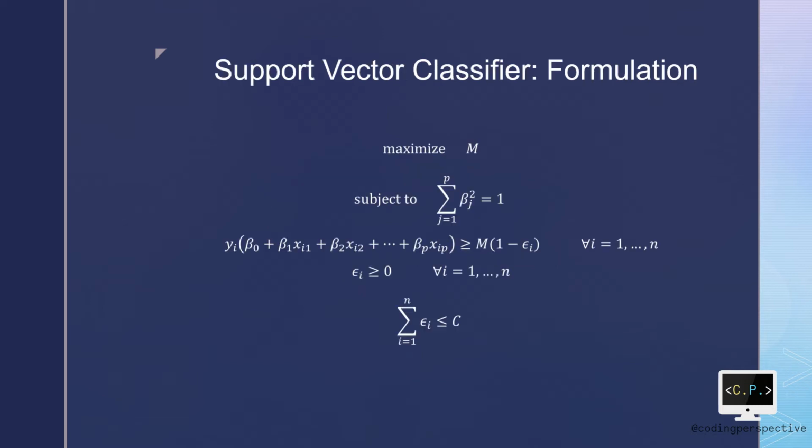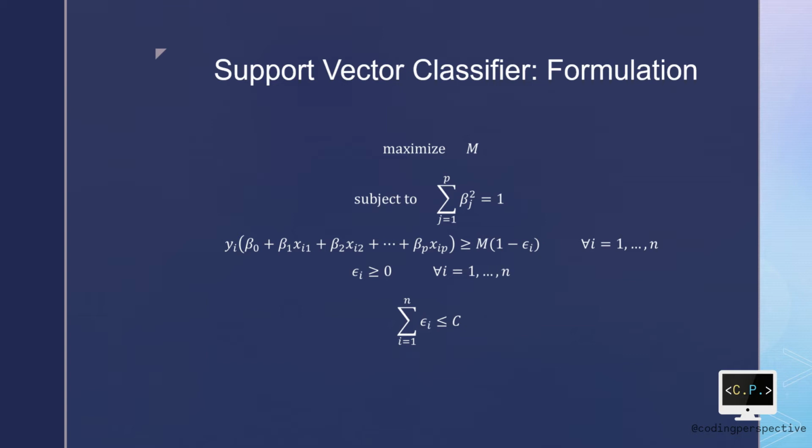Let's remember the formulation of the support vector classifier. We are trying to maximize the margin, subject to constraints that the summation of beta squares equals 1, and yi times beta 0 plus beta 1 xi1 plus beta 2 xi2 plus till beta p xip is greater than or equal to M times 1 minus epsilon i for each i in our data. Also, each epsilon i should be greater than or equal to 0 and the summation of epsilon i is less than or equal to C.